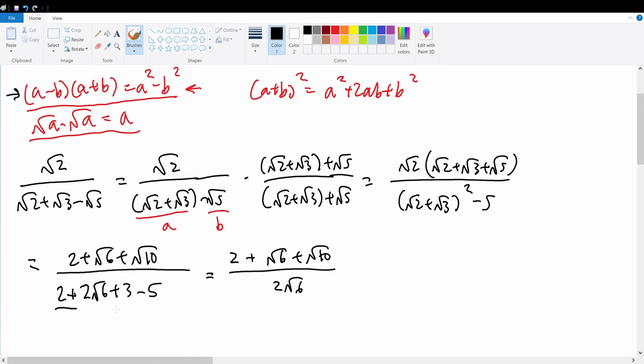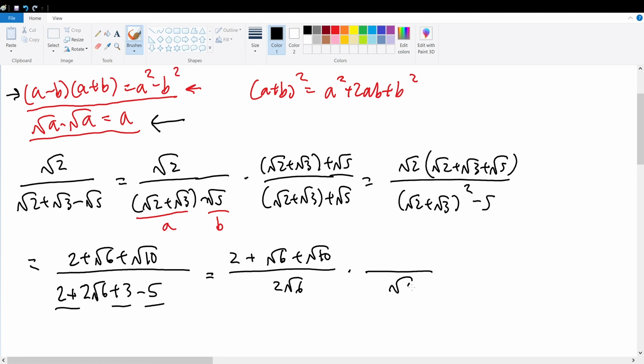Because 2 plus 3 is 5, 5 minus 5 is 0, 0 plus 2 root 6 will be 2 root 6. And now we are almost done with this problem, because we need to unradicalize the denominator, because we cannot have a radical in the denominator. We can apply this formula, that root a times root a is equal to a. So root 6 times root 6 must be equal to 6.